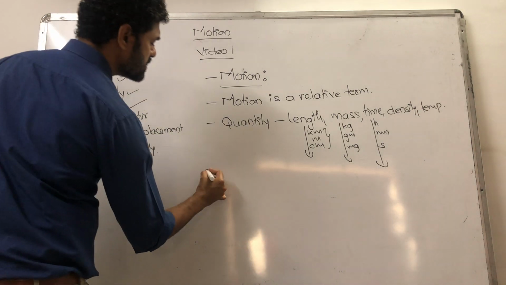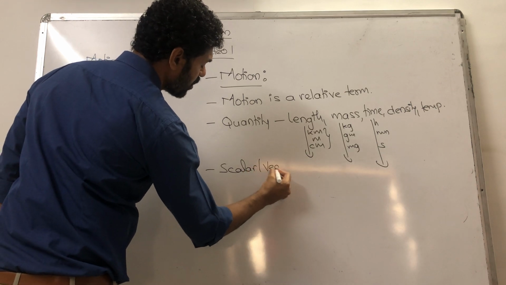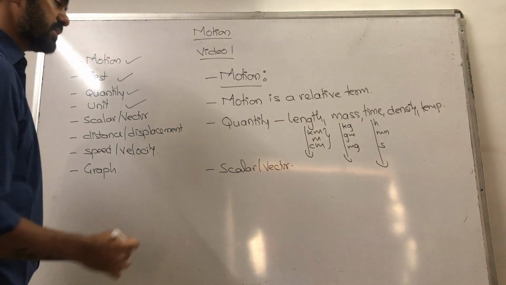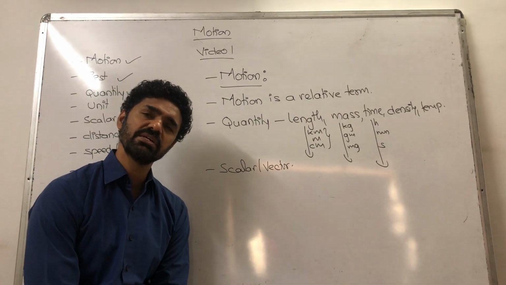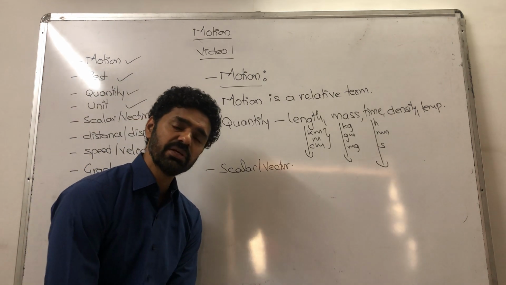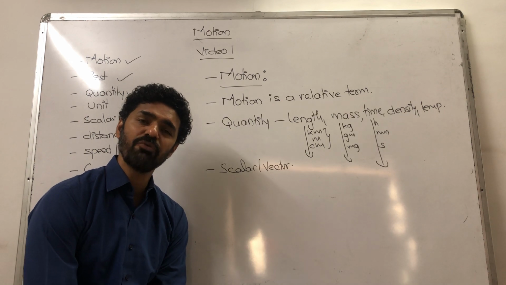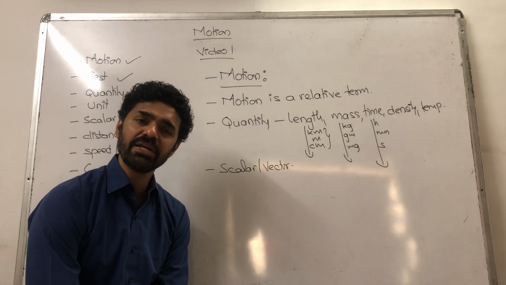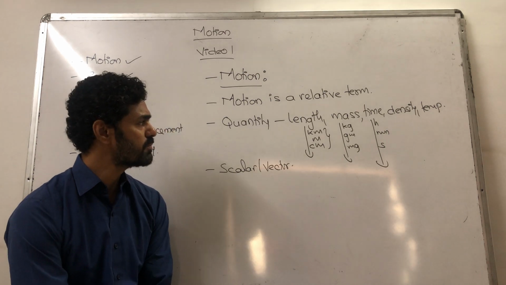The next topic is scalar quantity and vector quantity. There are several quantities. Now when we closely examine the quantities, we notice some quantities have only magnitude. What is magnitude? Magnitude is the numerical value.